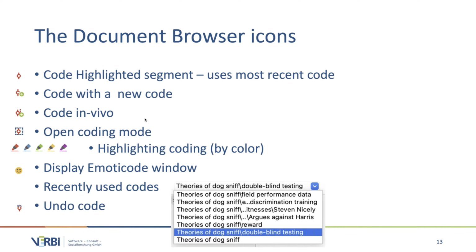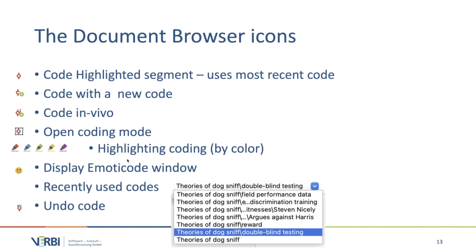Highlighting coding, or coding by color. This is basically just another type of what we call emoticode. The colors mean whatever you want them to mean. You cannot change the colors, but you can rename the codes, and we'll show that as well. I'll show that in an example from Danielle's project. The display emoticode window allows you to do all of your coding without words and use symbols like emoticodes. I don't use this myself.